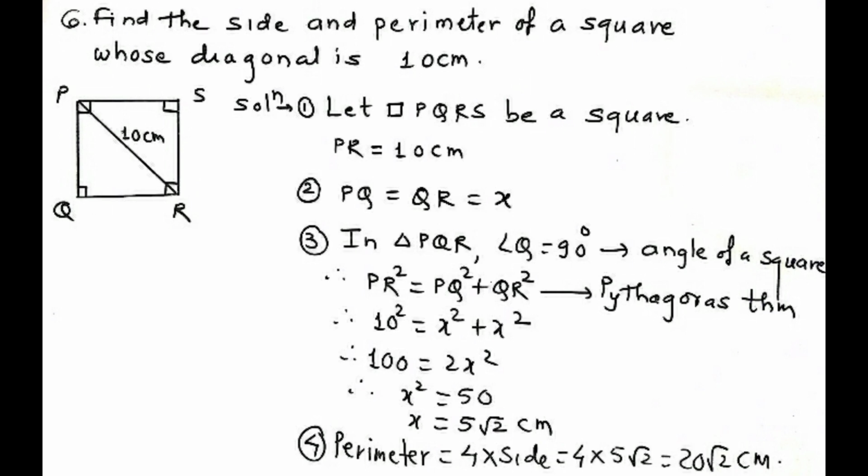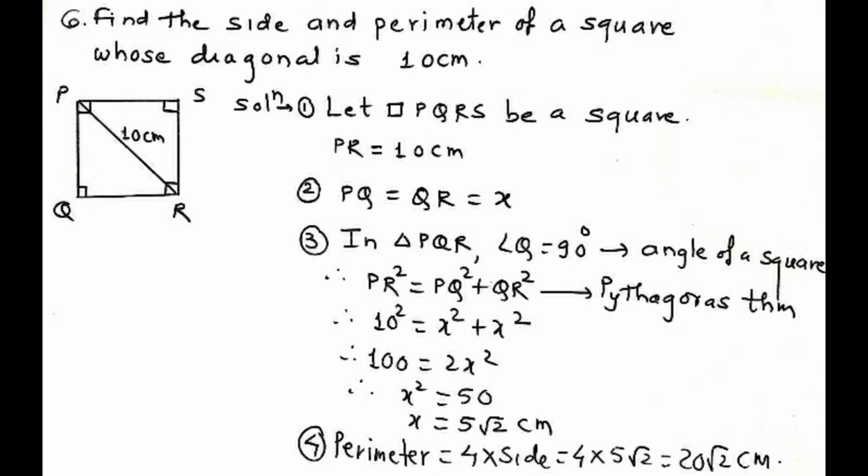So PQ is equal to QR is equal to x, as sides of a square are equal. So in triangle PQR, we know that angle Q is 90 degrees as it is an angle of a square. Using Pythagoras theorem, PR square is equal to PQ square plus QR square. Substituting the values, 10 square is equal to x square plus x square. 100 is equal to 2x square. x square is equal to 50. So we'll get x is equal to 5 root 2 centimeter.